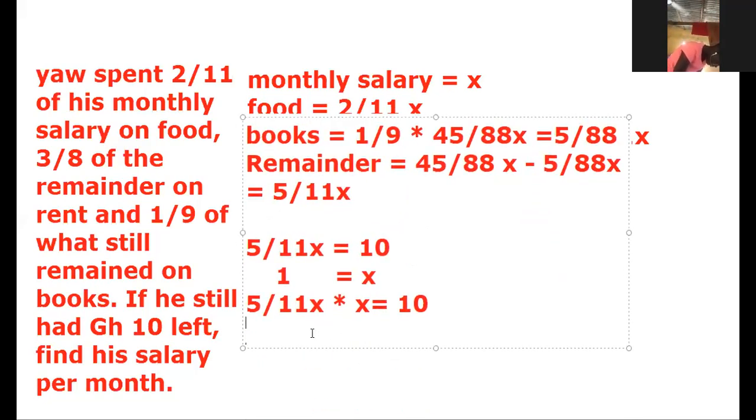Okay, so now this is what we have. That's 5/11 x by x is equal to 10. Is that okay? We want the x to stand alone. So what do we need to do? We need to move the 5/11. So you divide through by 5/11. Therefore, x by x or x squared will be equal to 10 divided by 5/11.